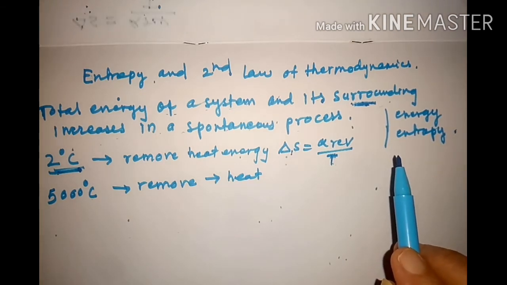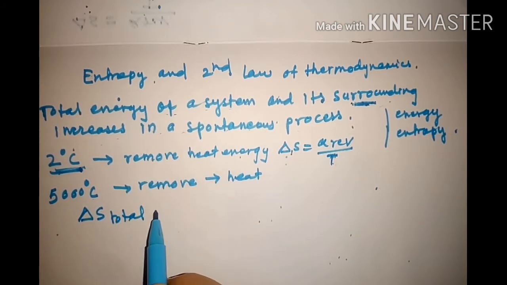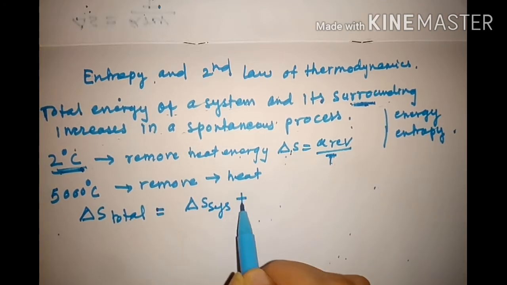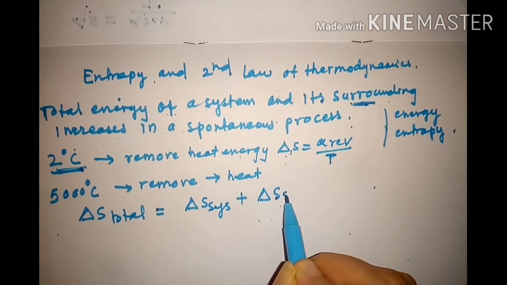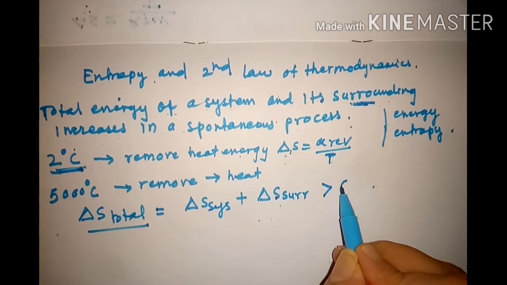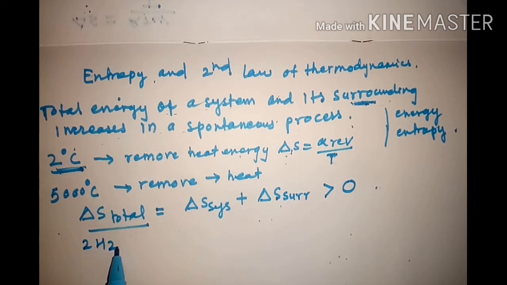So you can further write delta S total, that is the entropy change of the system and the entropy change of the surrounding. The addition of these will give you the total entropy change. If it is greater than 0, then the process would be spontaneous. For example, I can quote an example here.